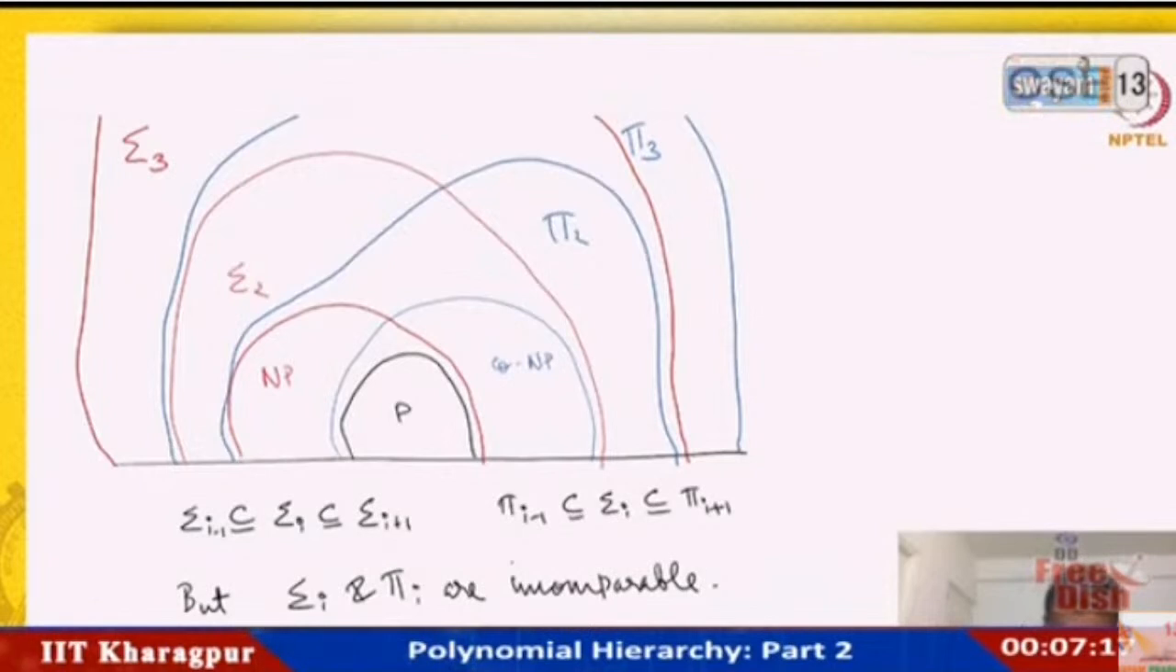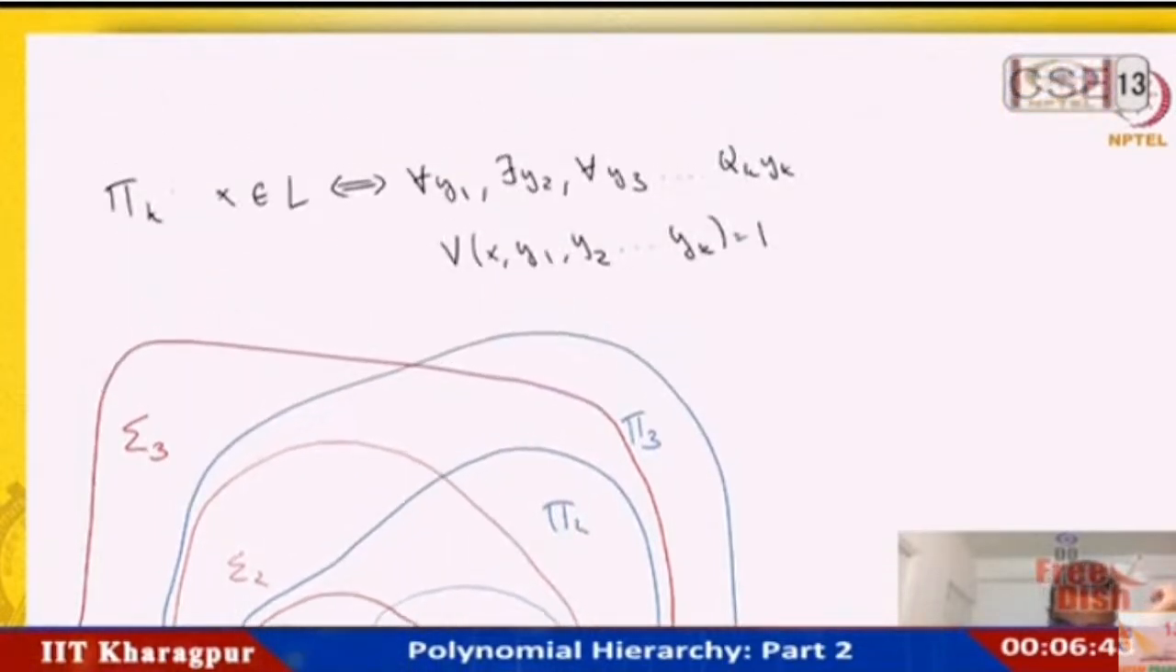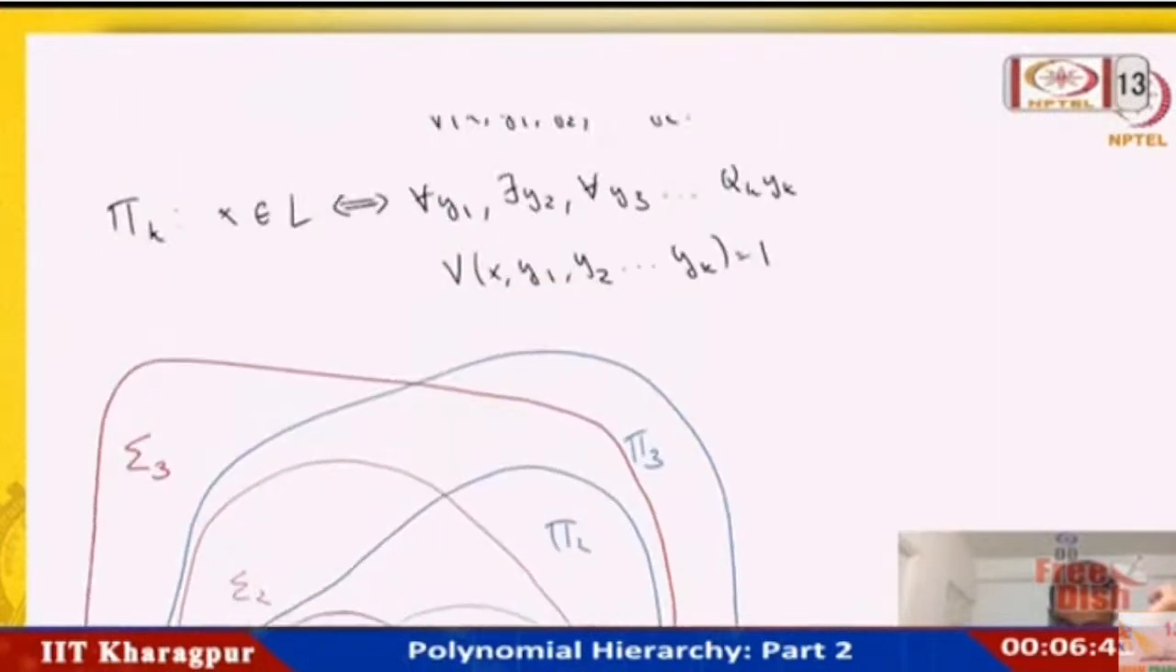Now you can consider sigma 2 as containing all of this, P, NP and co-NP, and pi 2 also contains P, NP and co-NP. But then sigma 2 and pi 2 are not comparable. We don't know whether sigma 2 is contained in pi 2 or pi 2 is contained in sigma 2, right? In fact, if you show that sigma 2 is contained in pi 2, that would mean pi 2 is also equal to sigma 2, because sigma 2 is co-pi 2, right? So this is the current situation.